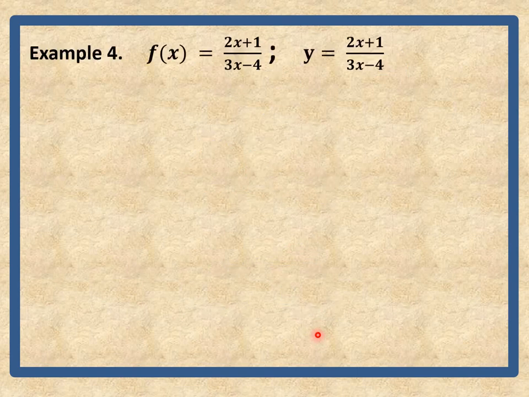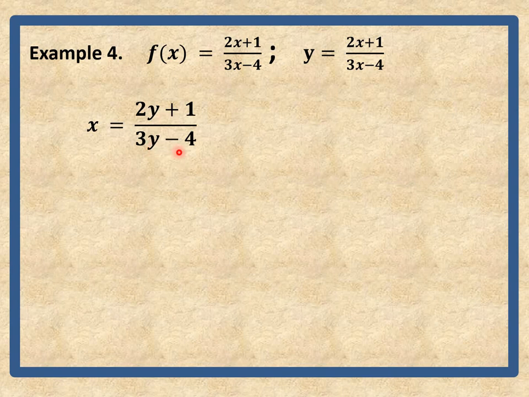And the last example, f of x is equal to 2x plus 1 all over 3x minus 4. Change f of x to y. y is equal to 2x plus 1 over 3x minus 4. Then interchange x and y. Therefore, x is equal to 2y plus 1 all over 3y minus 4.